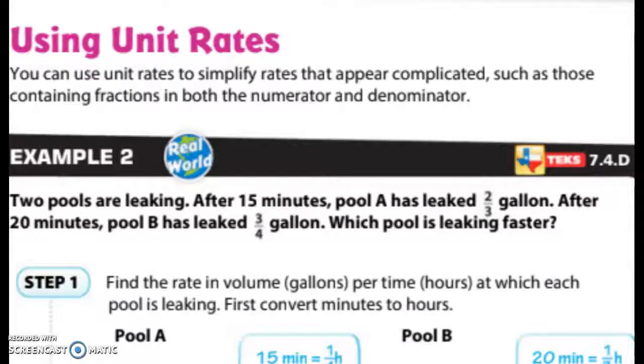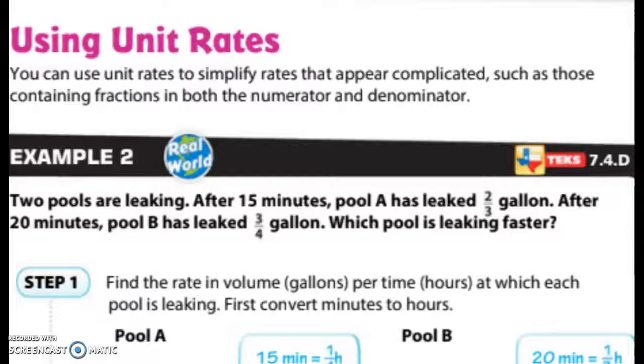All right, today, everybody, we are going to be talking about using unit rates. Now, a unit rate, as you see here on the screen, is something that you can use to simplify rates that appear complicated, okay? A rate would be something as simple as a rate of speed, like 60 miles per hour. What that is really saying is that we are able to travel a distance of 60 miles per 1 hour. So that would be a unit rate.